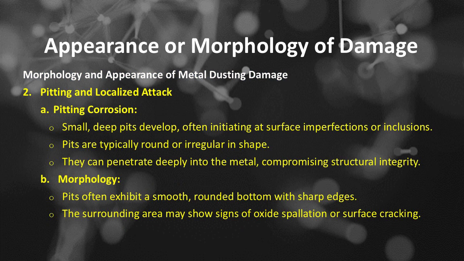Number 2 of morphology and appearance of metal dusting damage is pitting and localized attack. Number A. Pitting corrosion includes small, deep pits developing, often initiating at surface imperfections or inclusions. Pits are typically round or irregular in shape. They can penetrate deeply into the metal, compromising structural integrity. Number B. Morphology such as the following: pits often exhibit a smooth, rounded bottom with sharp edges. The surrounding area may show signs of oxide spallation or surface cracking.